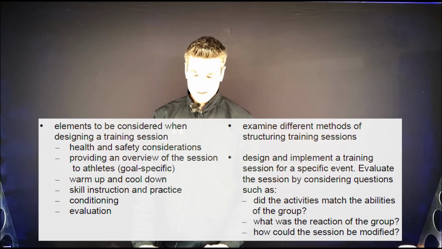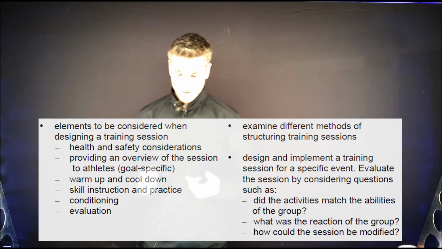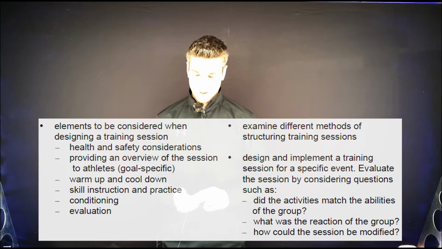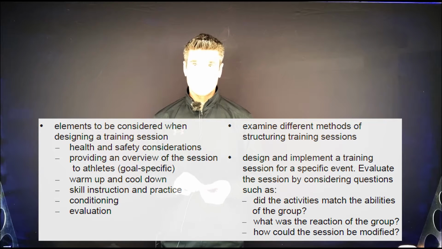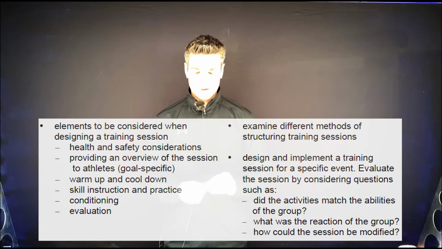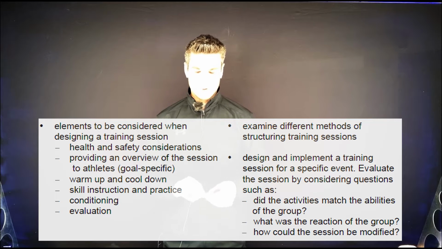Alright, so for this video, Year 12 PDHPE Option 4 Improving Performance, we're looking at the dot point, elements to be considered when designing a training session. So on the left-hand side of the syllabus, in this video, we're going to cover 6 things, which are health and safety considerations, providing an overview of the session to athletes, warm-up and cool-down, skill instruction and practice, conditioning, and evaluation. On the right-hand side of the syllabus, we're going to examine different methods of structured training sessions and design and implement a training session for a specific event.